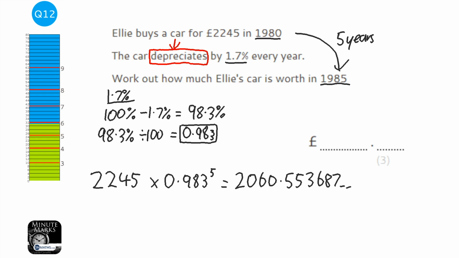2060.553687 and so on. Because it's money, it's going to be 2 decimal places, so that's going to be 55. Now the last thing is just to check your answer makes sense. Well, the car was worth 2,245. It has depreciated, but not by very much. 1.7% is not very much. So it's gone down and it's lost roughly, say, £200. So the answer makes sense.